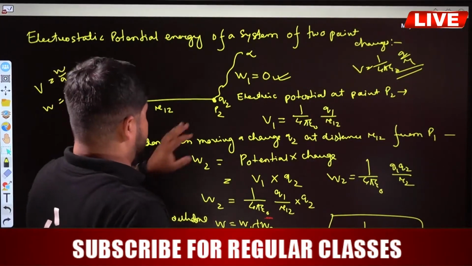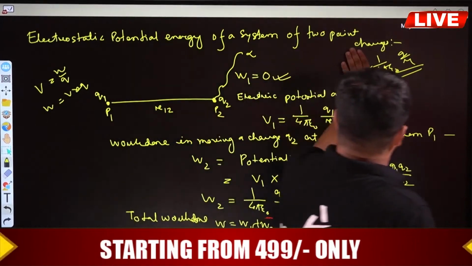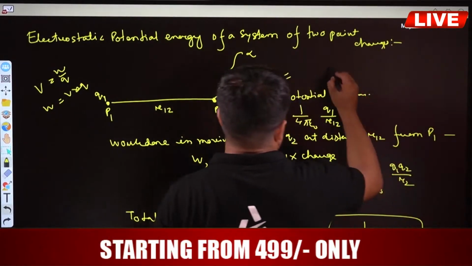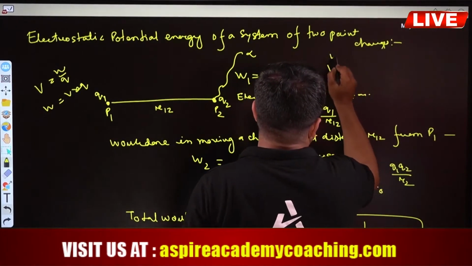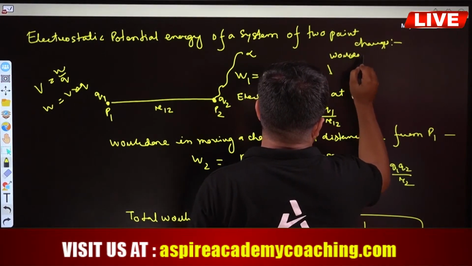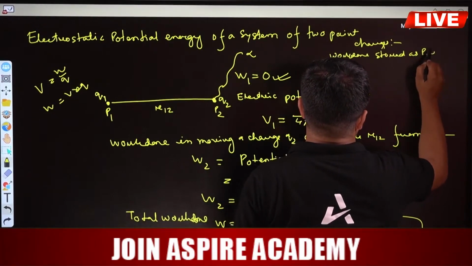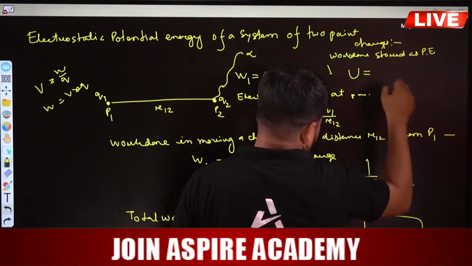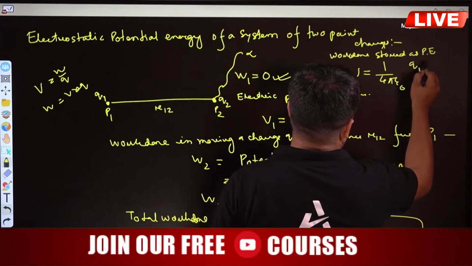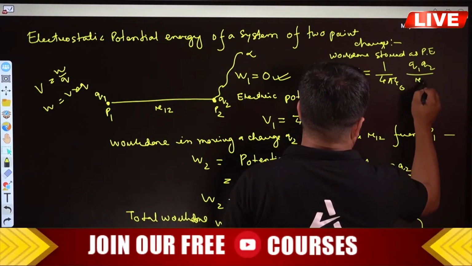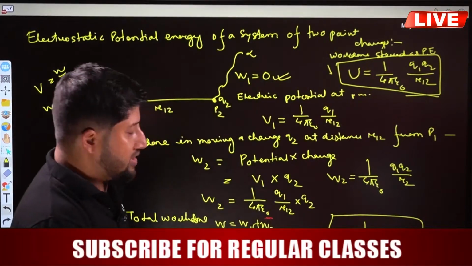So this work done we can store as electric potential energy. This work done we can consider electric potential energy. So this work done is stored as potential energy. So U is equal to 1 by 4 pi epsilon naught Q1 Q2 by R12. So this is the electrostatic potential energy of a two-point charge system.